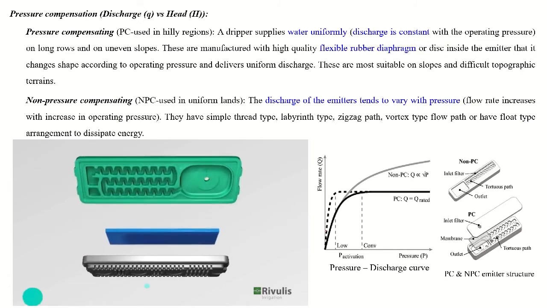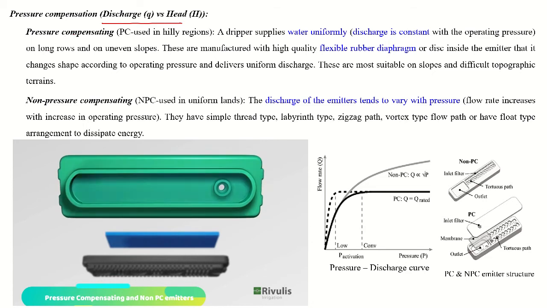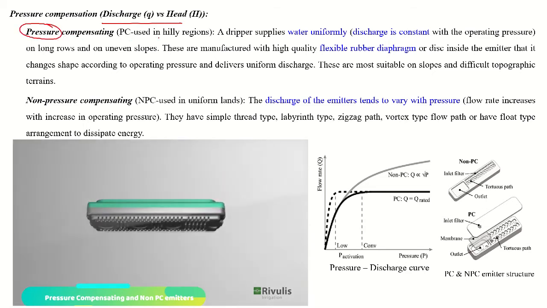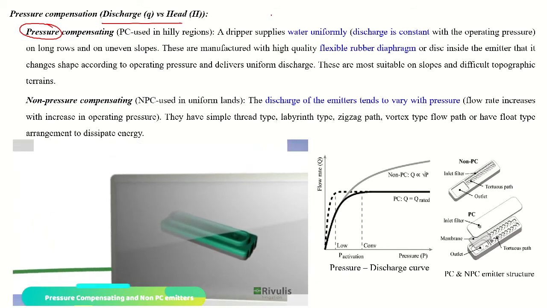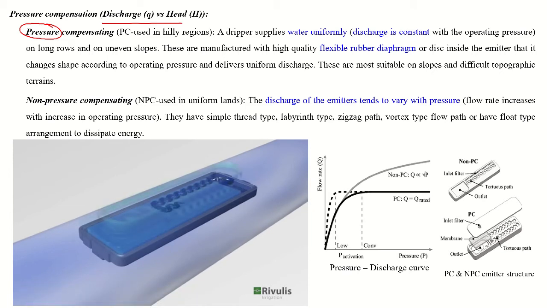Next one, pressure compensation. That is nothing but the discharge and head relation. Pressure compensating emitters mean that for different pressure conditions, the discharge coming from your emitter is constant or uniform. When your area is undulating, due to the undulating topography, the laterals are laid down in the slope direction. Due to the elevation change, the discharge may be high.